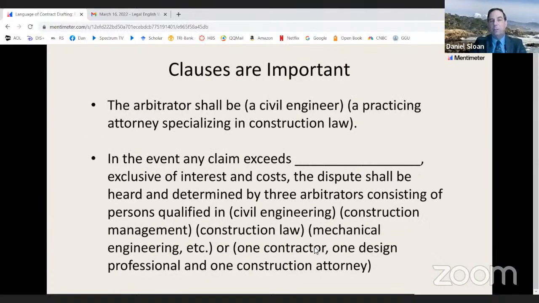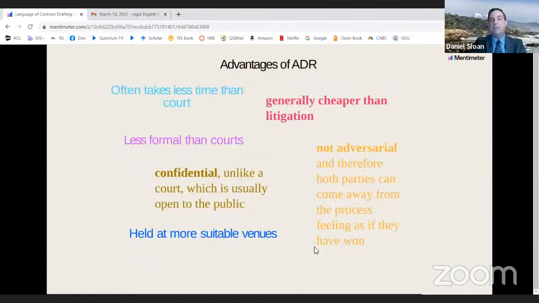So that's another example. Two more. The arbitrator shall be a civil engineer, a practicing attorney specializing in construction law. In the event any claim exceeds blank, exclusive of interest and costs, the dispute shall be heard and determined by three arbiters consisting of persons qualified in civil engineering and so forth. So those are all really good examples.